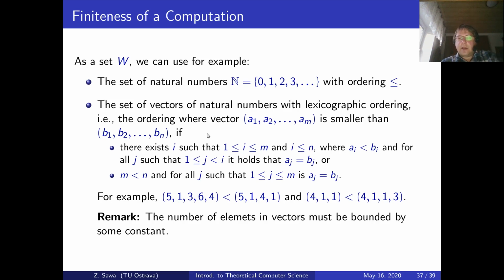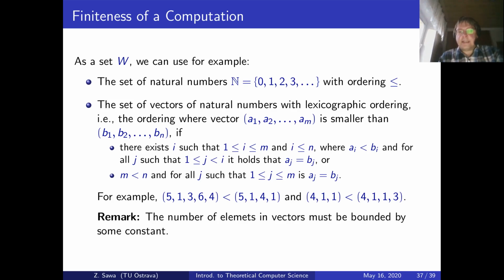So we use this kind of ordering, where all values to the left of these differing values are the same. Or if one of the vectors is a prefix of the other, we consider the shorter one to be smaller. If there is no differing position, but this one is shorter, this has dimension 3 and this has dimension 4, so this one is considered bigger. So let's consider this kind of ordering of vectors.